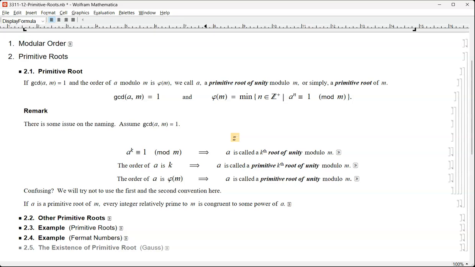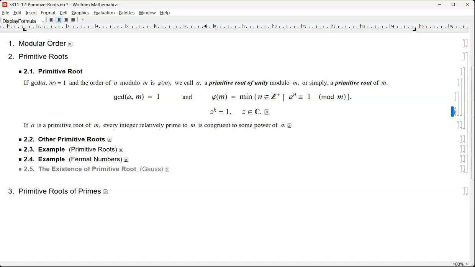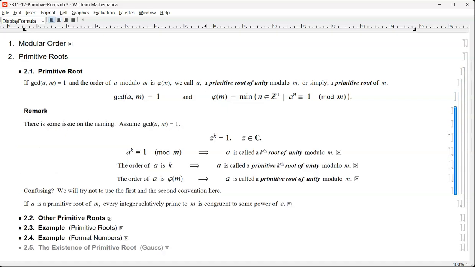Do you recall this? Z to the k power is 1 and Z is a complex number. In that case, what is your Z? How many are there? There are precisely k of them, remember? And they're all distributed along the unit circle, with the polar angle 2k pi over n. Remember all those from pre-calculus? Those are roots of unity in complex numbers, but no mod m.